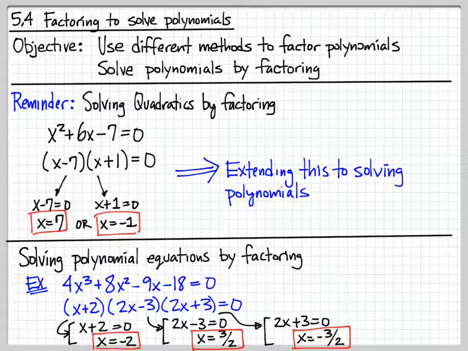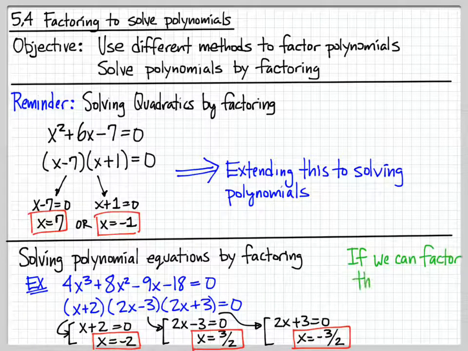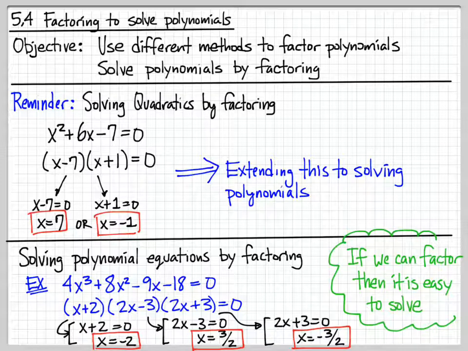So the concept is still very much the same, where we take this, set it to 0, take this, set it to 0, or take this, set it to 0, and now any one of these three terms here will be our solution to this polynomial equation. So the key is, if we can factor, then it's going to be very easy to solve the polynomial equation. So the rest of this lesson is all about how we factor polynomials.